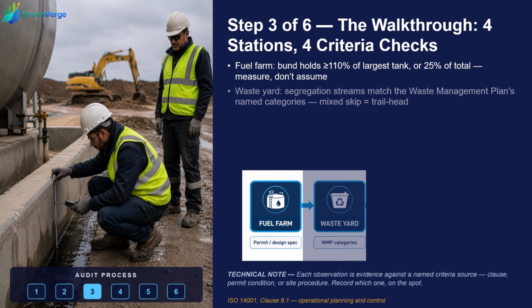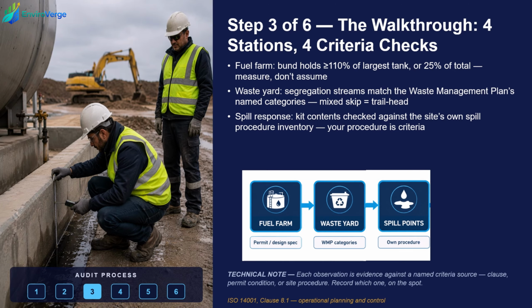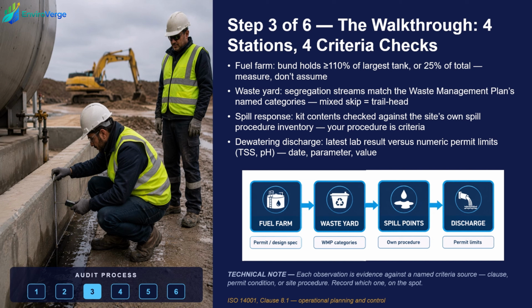Measure it, don't assume it. The waste yard. Do the segregation streams match the named categories in the site's own waste management plan? A mixed skip isn't a finding yet, it's a trailhead. Spill points. Check kit contents against the site's own procedure inventory. Your procedure is the criteria. And the discharge point. Latest lab result against the numeric permit limits. Total suspended solids, pH. Date, parameter, value.